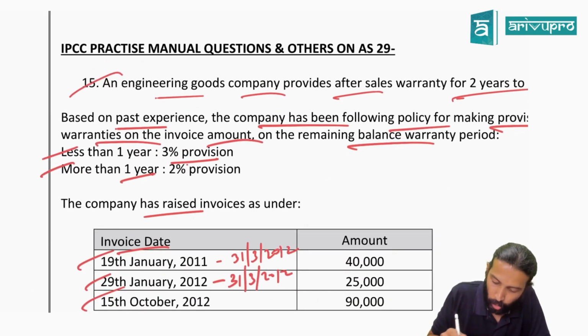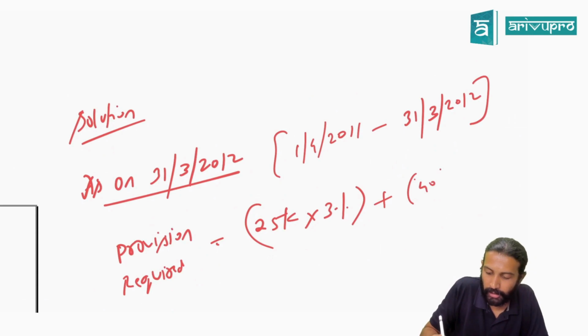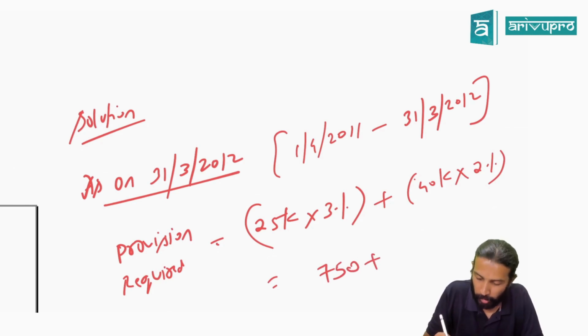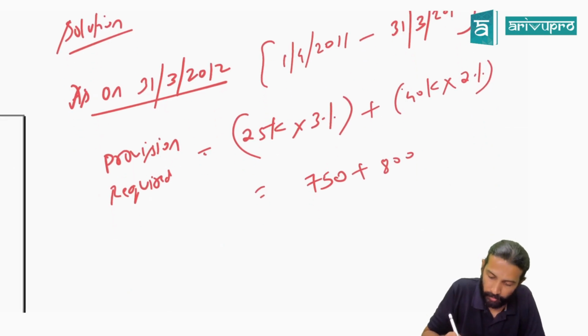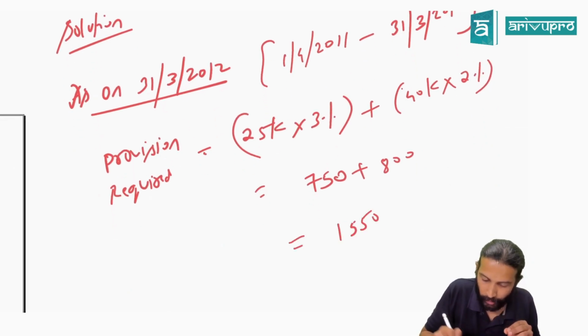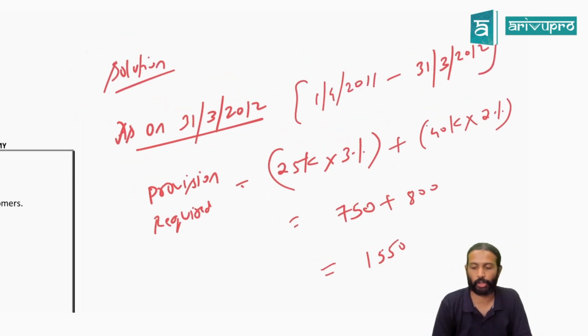So what is the value of the goods, sir? 40,000. That means what is the provision balance? 40,000, you require 2%. Yes, no? That means provision balance should be what? This is what? 7,500 or 750. 750. And this will be what? 800. That means the provision required will be 1,550. 1,550 is the provision required as on 31st March 2012.